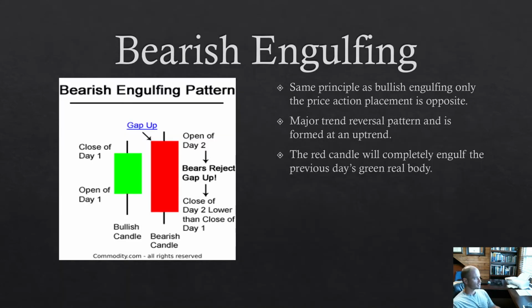So the next is the bearish engulfing, and obviously it's going to be somewhat the same principle as the bullish engulfing, only its placement and price action are opposite. It's a major reversal pattern, but it's formed at an uptrend. It will generally open higher than the previous day's close, and it'll close lower than the previous day's open. So this red candle will completely engulf the previous day's green real body. Can you see that in the picture there? See how it's the same as the bullish engulfing, only its opposite colors.